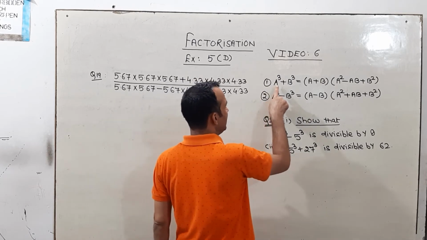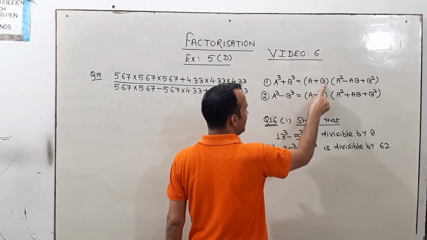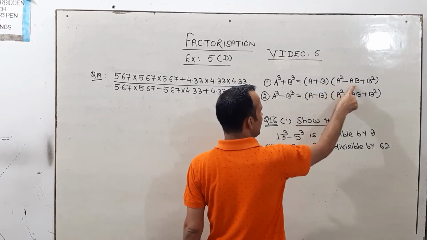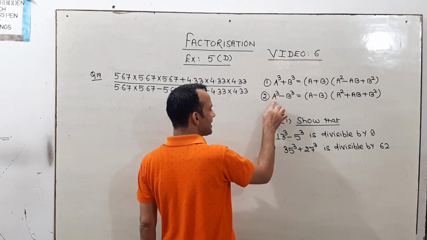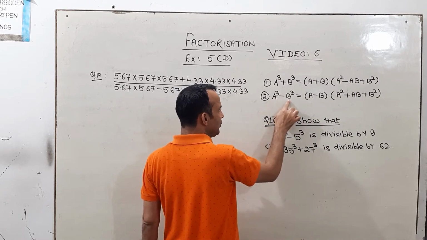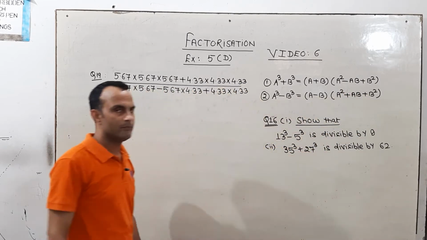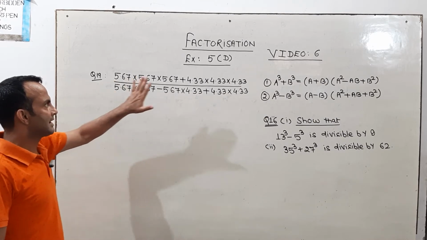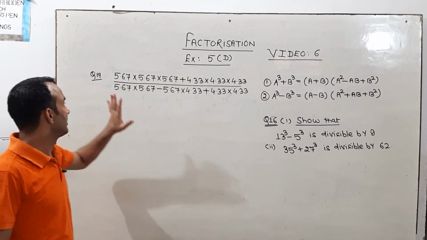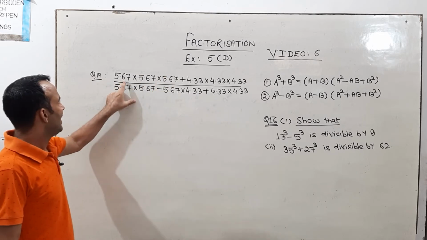Here you can see a cube plus b cube can be written as a plus b multiplied with a square minus ab plus b square. After that, see this identity, a cube minus b cube can be written as a minus b multiplied with a square plus ab plus b square. Now dear students, in this exercise, first I am taking question number 19 of exercise 5D.